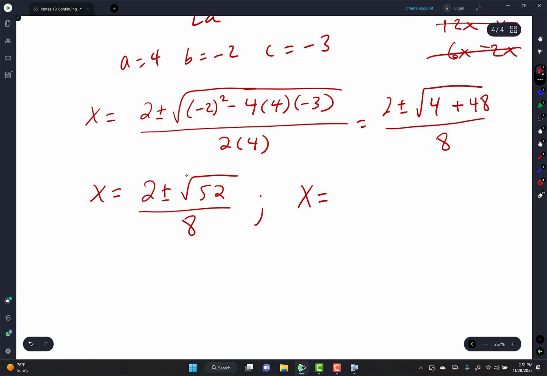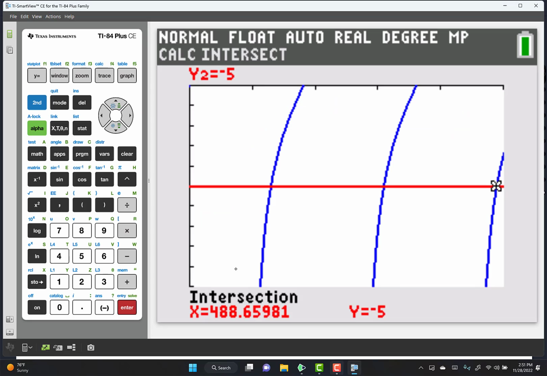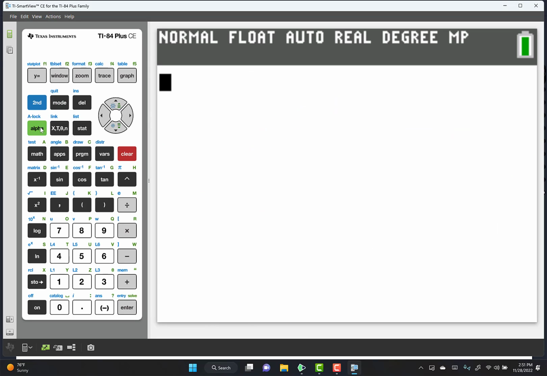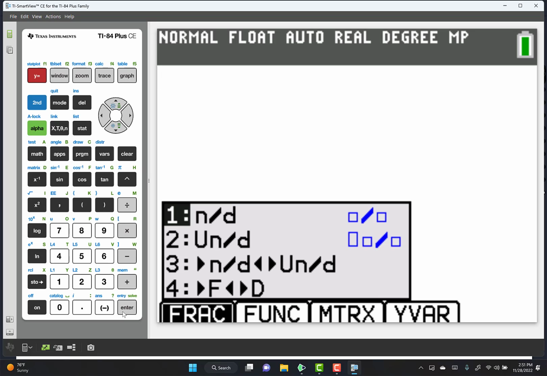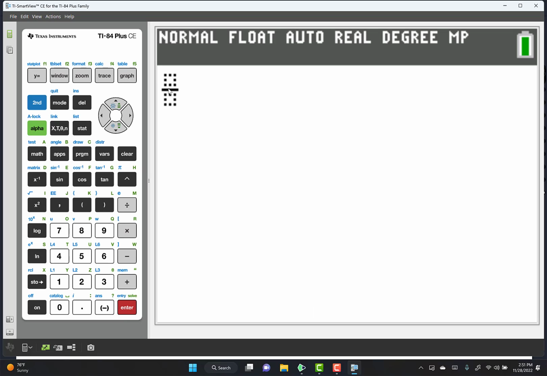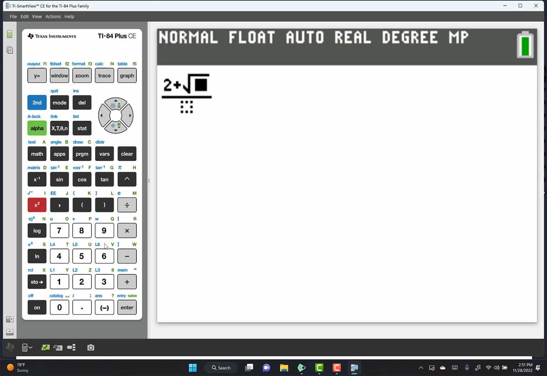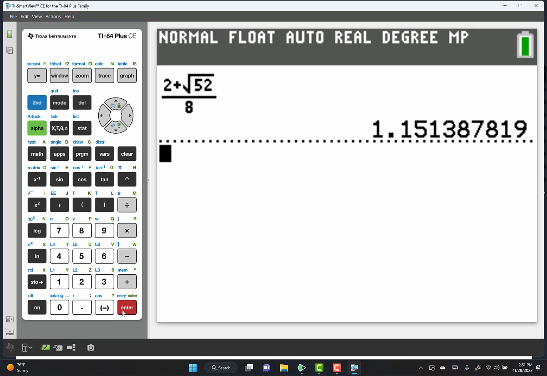Here we go. For x1, I take my calculator and clear this. I push alpha, y equals, enter, and then you don't have to think. You just put whatever's in the top, whatever's in the bottom. 2 plus square root, I already forgot. What did I have? 52 all over 8. Enter. 1.151.